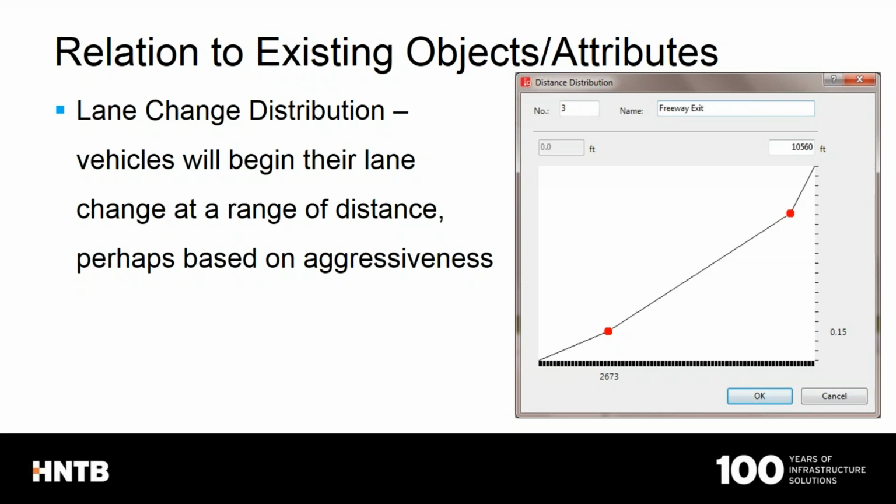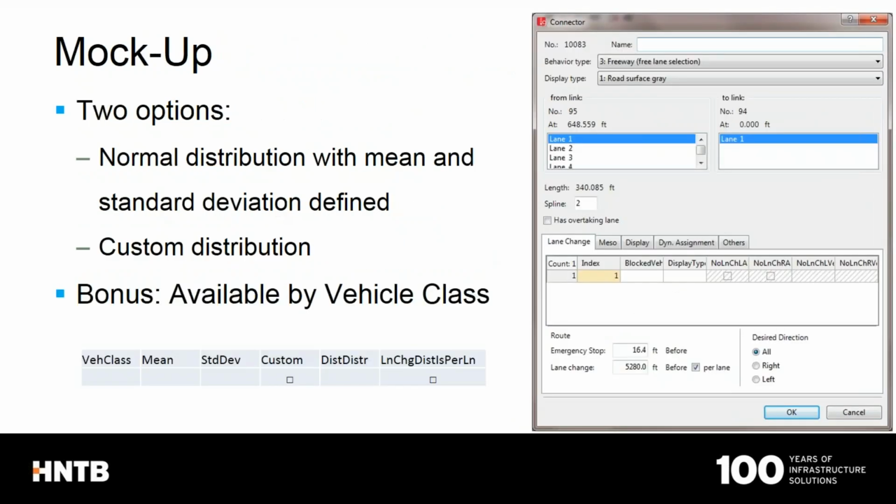So you could define a curve, something like what you see on the screen now, where a certain percentage of vehicles would begin their lane change at a certain distance upstream and others would start later on. And maybe that could be based on the aggressiveness of the vehicle, not knowing exactly how the coding works in the background. I'm not sure how that might play out, but possibly by the aggressiveness of the vehicle.